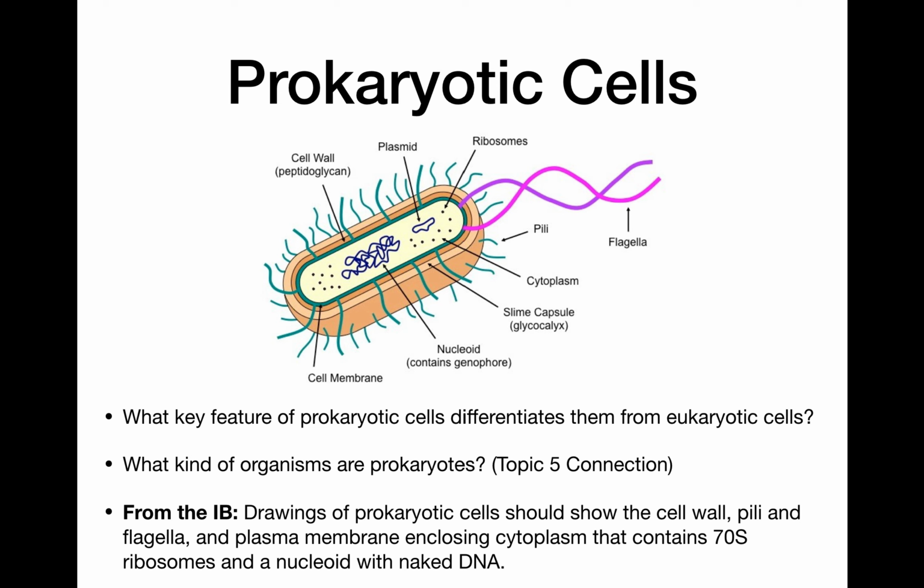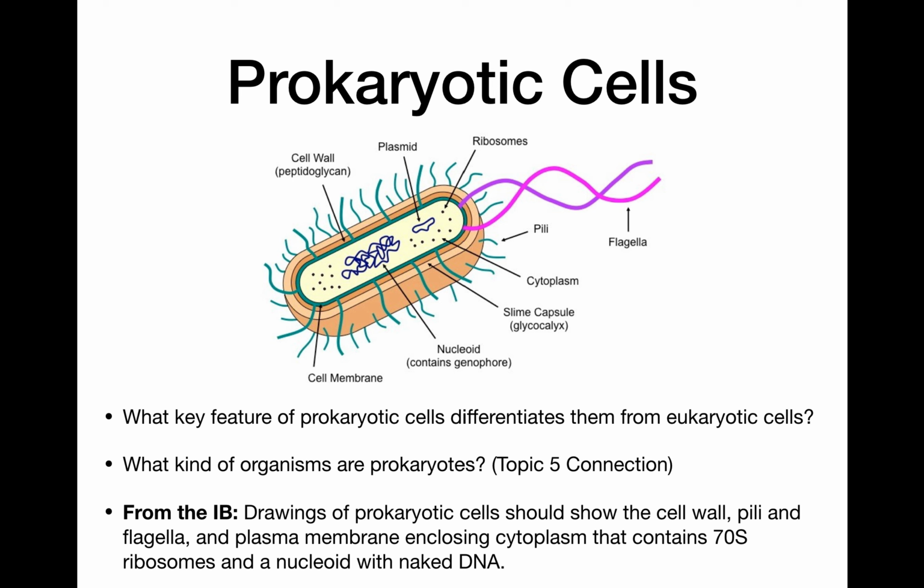Okay, so the key feature I was looking for in the first question was about the nucleus. It's the fact that eukaryotes have a true nucleus. The prefix eu means true and karyote means nucleus. And prokaryotes have an early nucleus, so it doesn't actually have a nuclear membrane. If you look at the picture, it's just kind of a clump of DNA. It's called the nucleoid in a prokaryotic cell.